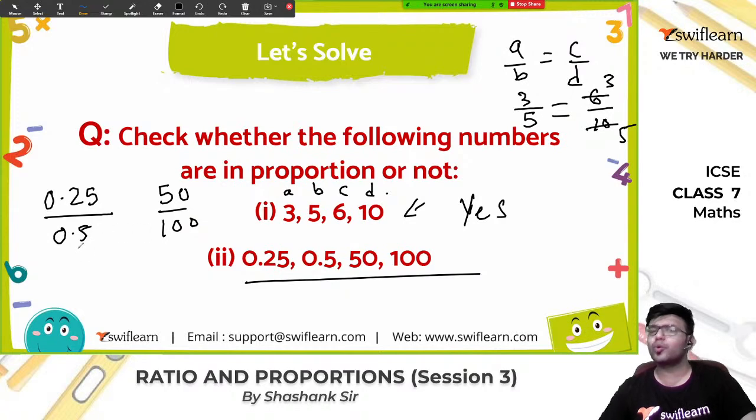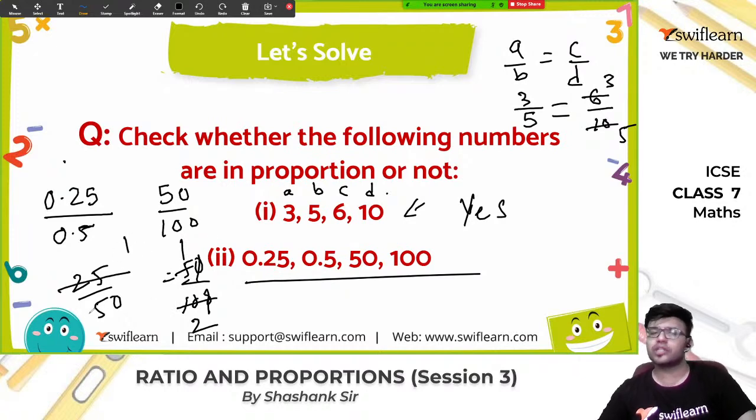Are they in proportion? So yes, multiply by 100 for the left ratio. So we get 25 by 50. And this is 50 by 100. You can simplify it. 0 0 cancel, 5 times 1, 5 times 2, ye 1 by 2 aa gaya, ye 25 1 ja 25, 25 2 ja 50. Both of them are 1 by 2, 1 by 2. So yes, these are in proportion.